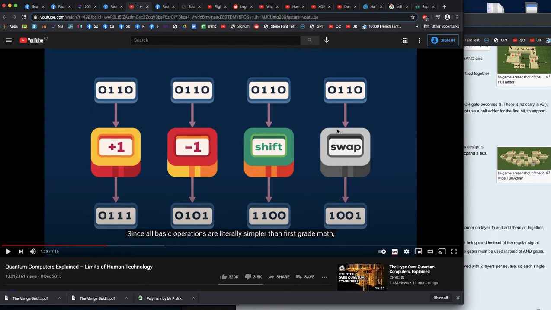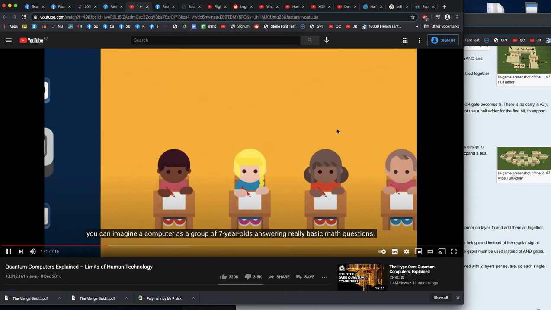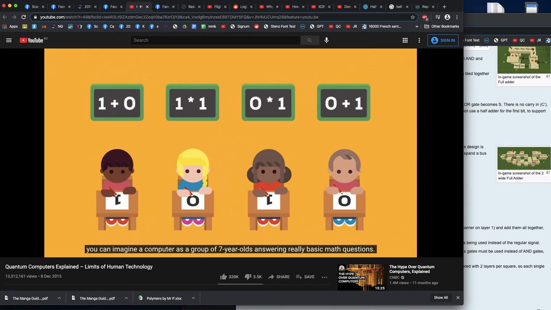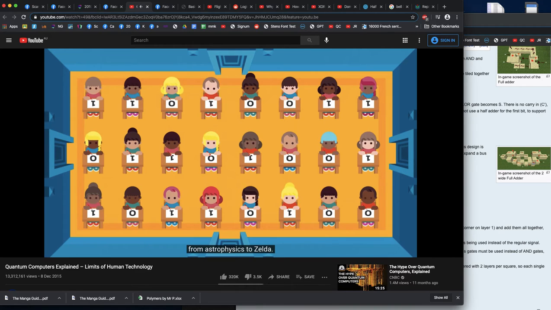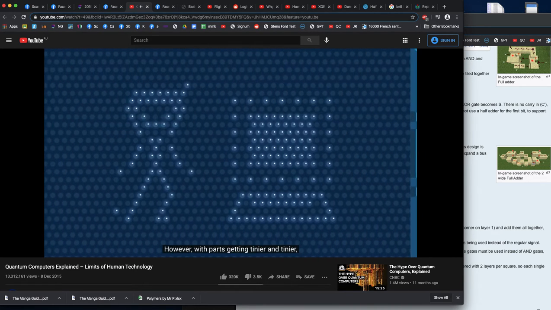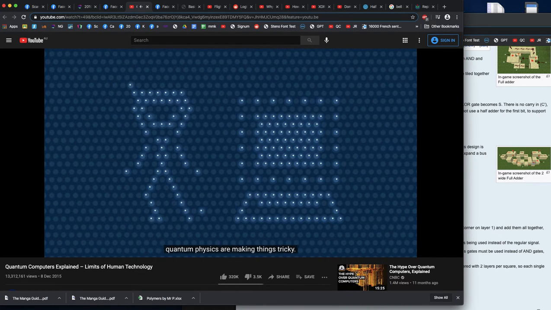Okay, so yeah, they go on to say that what a computer does is very simple. In first grade math, you can imagine a computer as a group of 7-year-olds answering really basic math questions. A large enough bunch of them could compute anything from astrophysics to Zelda. However, with parts getting tinier and tinier, quantum physics is making things tricky.